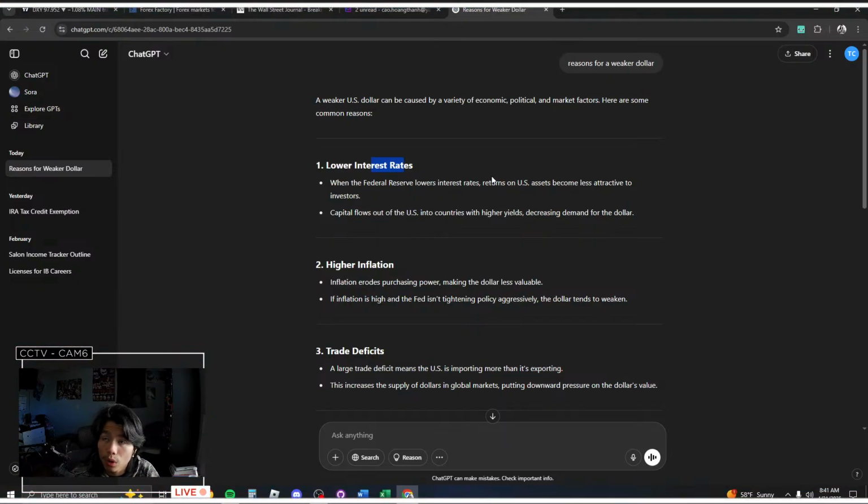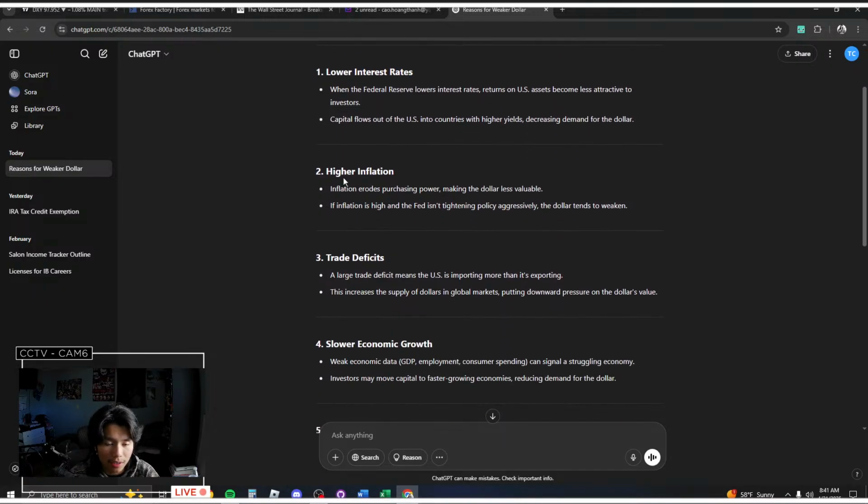So whoever's investing in the dollar doesn't get that much of a return in saving or holding dollars in reserve. It just doesn't make sense. In environments of low interest rates and high inflation, the purchasing power of that currency becomes pretty deteriorated. It's not as strong as it used to be. So, high inflation makes the dollar less valuable.